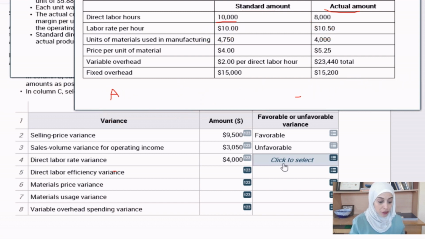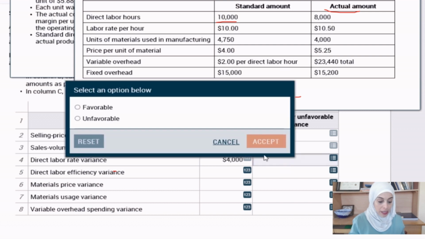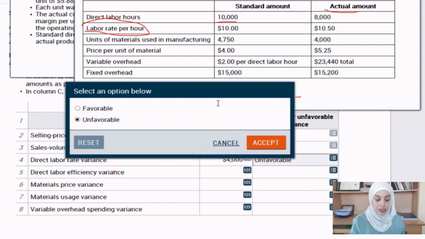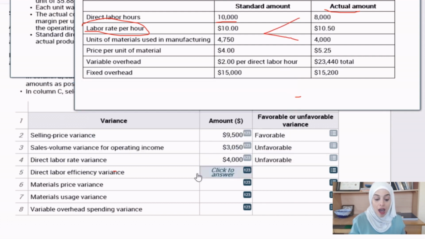And then was it favorable or unfavorable? It was unfavorable. Why? Because the actual direct labor rate per hour was higher than the standard, which is more cost for us. So it's unfavorable. The next question says direct labor efficiency variance. From its name, it's talking about efficiency, so we're talking about hours. Looking at the difference in hours, were we efficient or not, right?